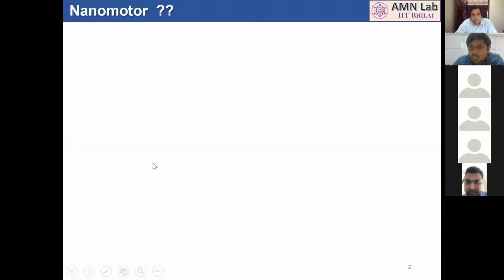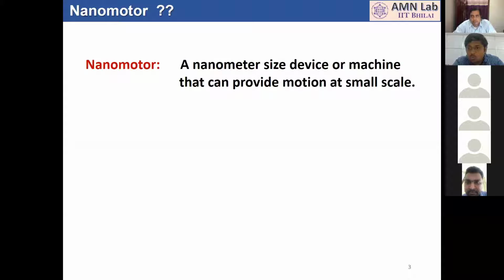what nanomotors are. This could be the first question about this field. So let me tell you that any nanoscale object or device, or even a nanoparticle, that has the ability to move itself or that can provide motion to the other surrounding objects in the medium is called a nanomotor. So the second question could be here: why do we need nanomotors? What is the importance of the nanomotor?